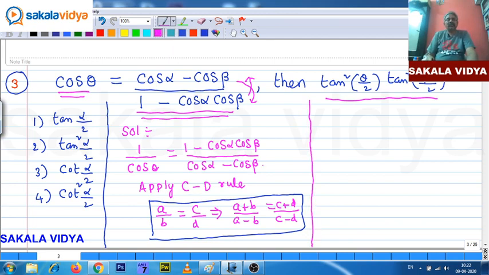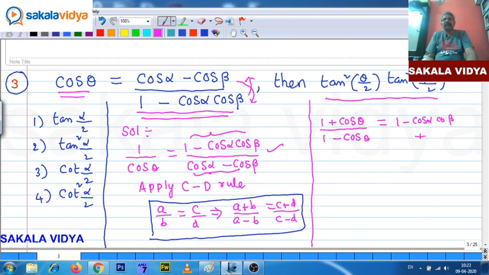So now let us apply the CD rule here. A for 1, B for cos theta, A plus B, 1 plus cos theta upon 1 minus cos theta equals, now this is C and this is D, C plus D. So 1 minus cos alpha cos beta plus cos alpha minus cos beta, upon 1 minus cos alpha cos beta, and we need to subtract this one. So we get minus cos alpha, and minus cos beta changes to plus cos beta.